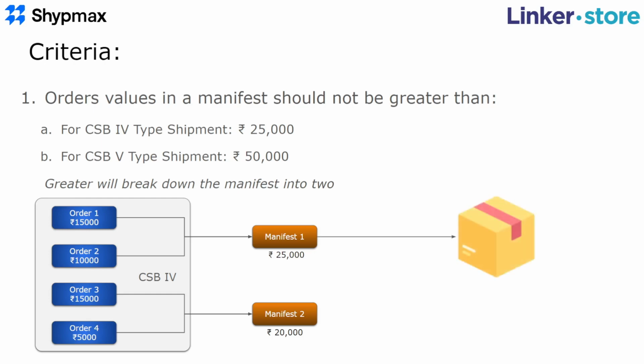So for manifest 1, order 1 and 2 will go to box 1, and the manifest and the label from manifest 1 will be pasted onto it, and order 3 and 4 will go to packet or box 2. So again, one manifest per box or packet.